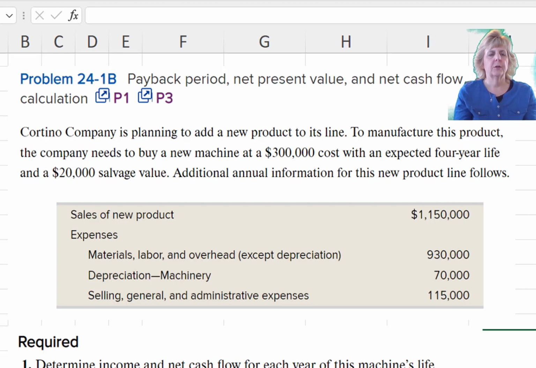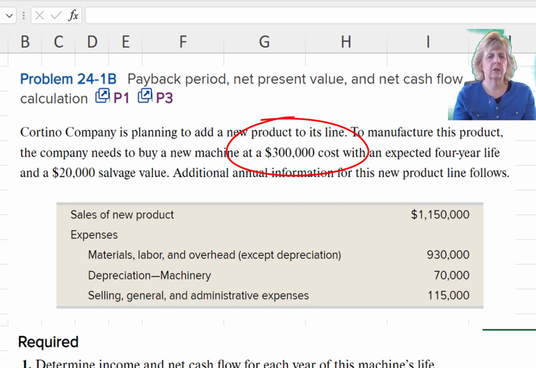So this problem says Cortino Company is planning to add a new product to its line. To manufacture the product, the company needs to buy a new machine at $300,000. That's something you should highlight. Cost is always relevant to the decisions to be made.